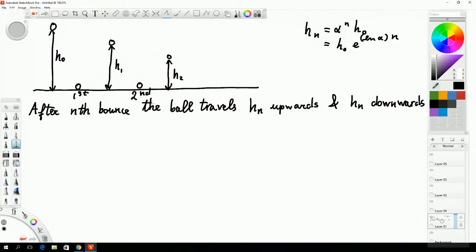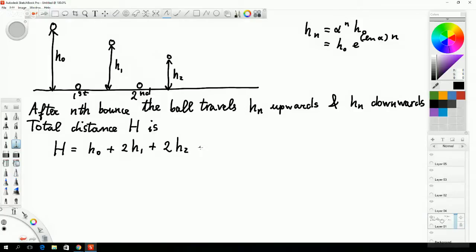Okay, the h0 is an odd one out because there's no bounces before h0, so we only have one lot of h0, if you like. But other than that, the total distance traveled, let's call it h. First thing we do is we travel h0 down, then we travel h1 up, and then h1 down again, so a total of 2h1. Similarly we travel h2 up, but then h2 down again, and so a total of 2h2, and so on and so forth.